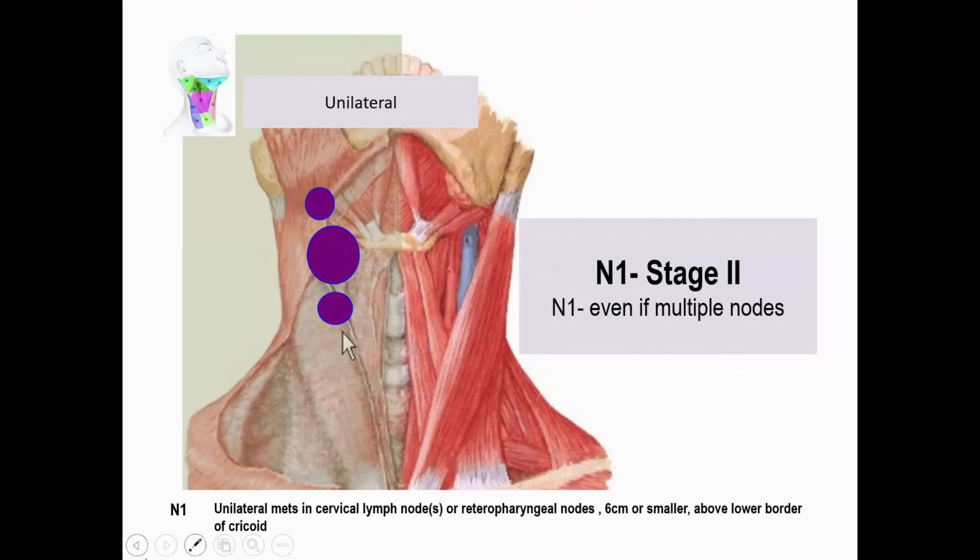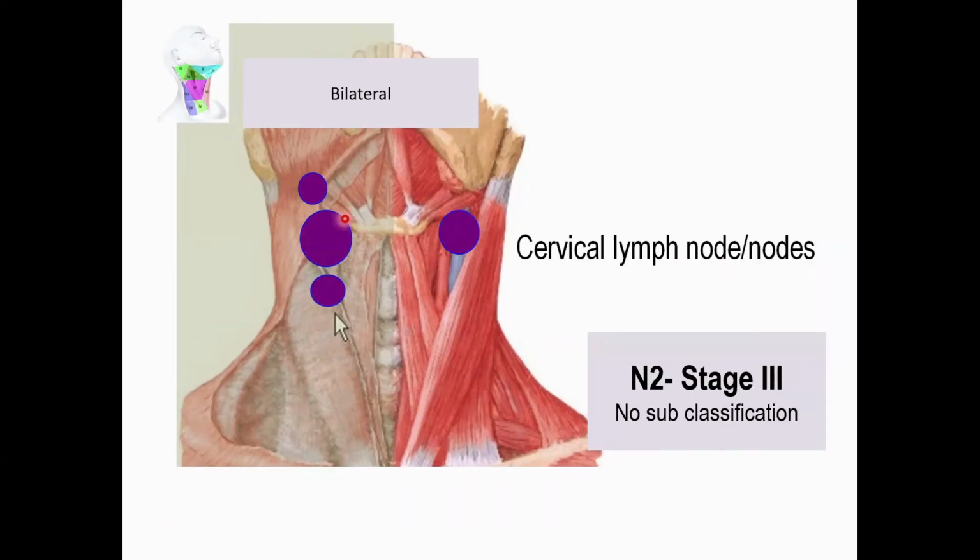Now coming to the next part, the N1 that we have seen. Bilateral nodes. If you have bilateral nodes, it becomes N2 disease. You have bilateral nodes, but they should be above the caudal edge of the cricoid cartilage, and none of the nodes should be more than 6 centimeter. It becomes N2 disease. And if you have an N2 disease, automatically it becomes a stage 3 disease.